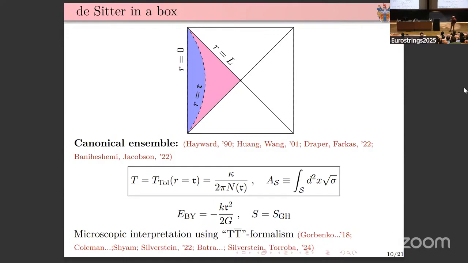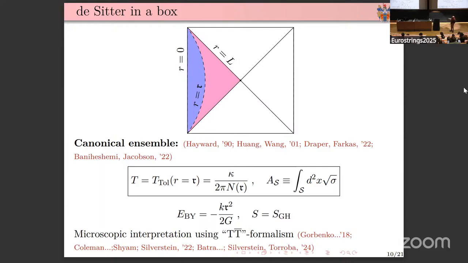Okay, now both of these puzzles, you can clarify if you put de Sitter in a box. So this is the setup. You take a finite boundary. We're going to assume Dirichlet boundaries. You put it inside of this de Sitter static patch in this way. This divides the static patch into two regions. One is this bluish purplish region here between the pole at r equals 0 and the screen. This is known as the pole patch. The complementary region is between the screen and the cosmological horizon. This is known as the cosmic patch.